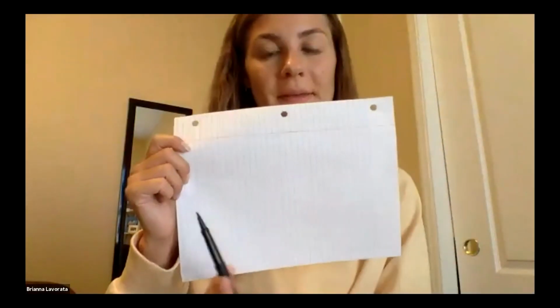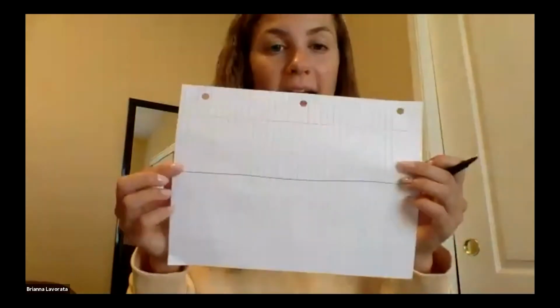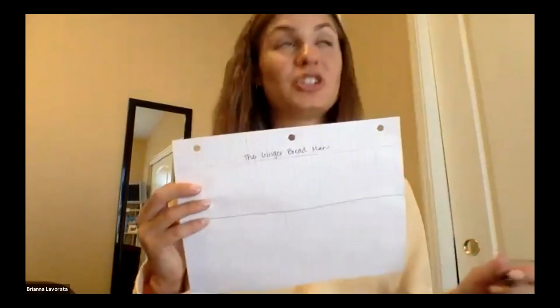So I would like for you guys to grab one marker, pen, whatever you're using. On the middle of your paper, I would like you to draw one line going all the way across, just like how I have. Okay? At the top of your paper, I would like you to write The Gingerbread Man, because that is the title of our story. So this is our gingerbread man timeline.